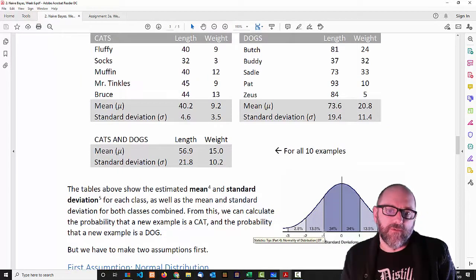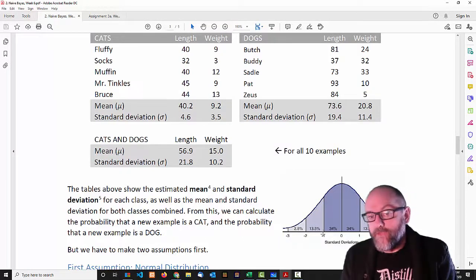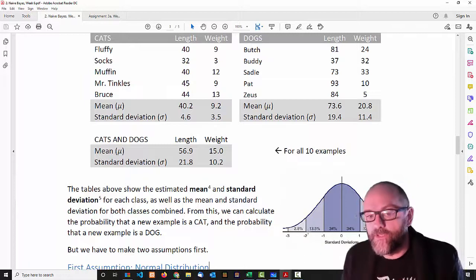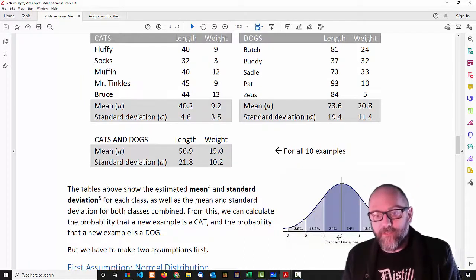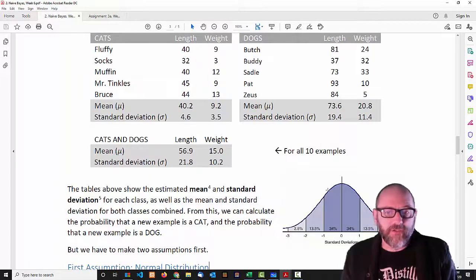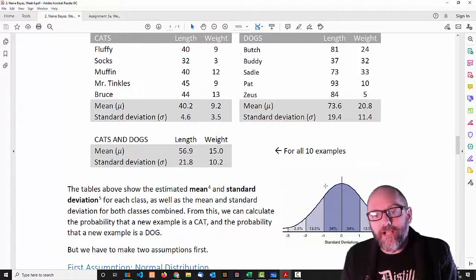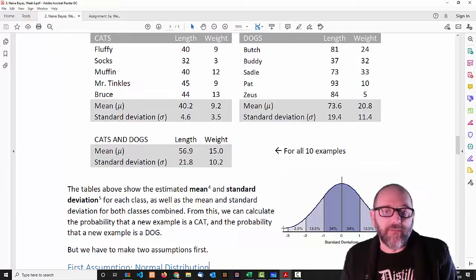And down here it would be, oh, it's a harder one, 40.2 minus 4.6, 35.6. So between 35.6 and 44.8, if I got those numbers right, 68% of cats would fall within that range. Something like 95% fall between two standard deviations, and so on. And there's an equation you can use where, given a length, you can calculate the probability based on the mean and standard deviation and the assumption of a normal curve.